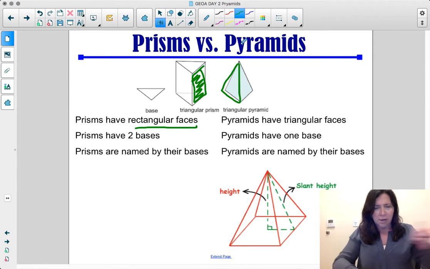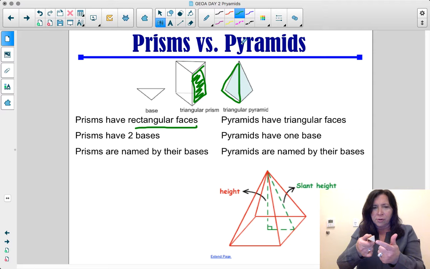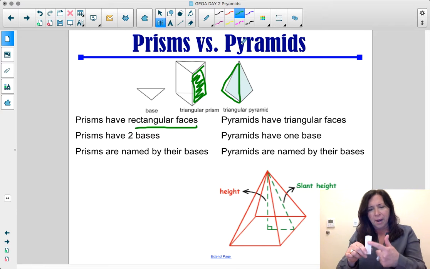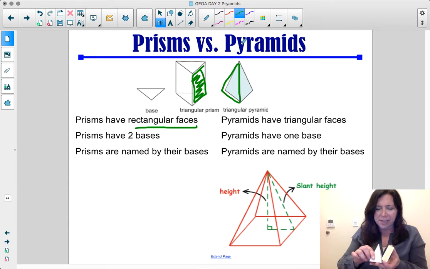And I have a triangular one. I have that shape in the slide right there, which is this triangle. Because remember, your shapes are named by the bases. If you look at the base and go, oh, that's a triangle, this is a triangular prism because of the base. But the faces, these are the faces, those faces are rectangular, whereas the faces on a pyramid are triangular.